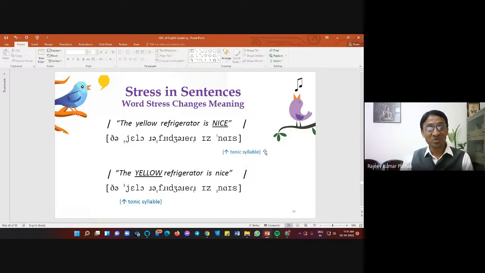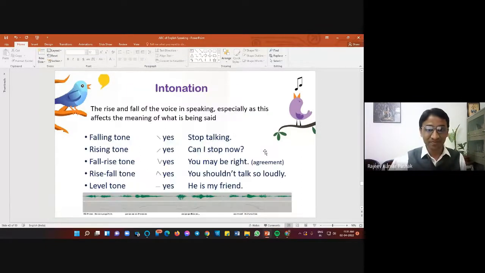So when it comes to a sentence, when you give stress, primary or secondary, to a particular word, that changes the meaning of the sentence as well. In the first sentence, the prominence is most on the beauty of the refrigerator. In the second sentence, the meaning talks more about the color. The person must be interested in the yellow color and not in the overall combination of beauty of the refrigerator.